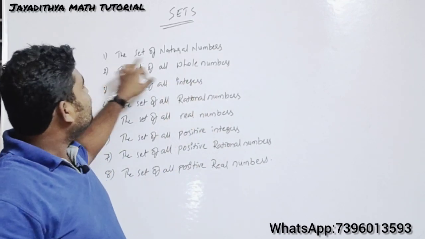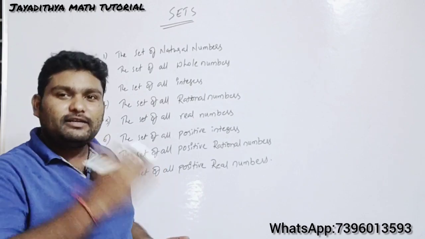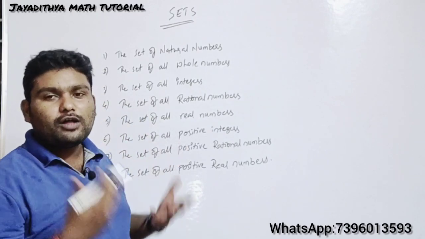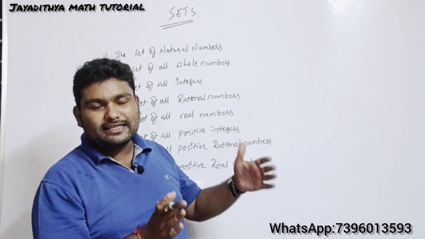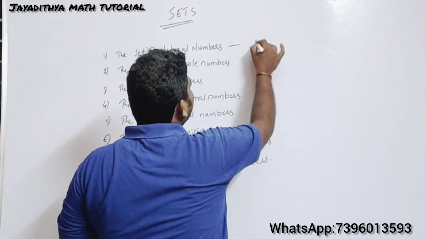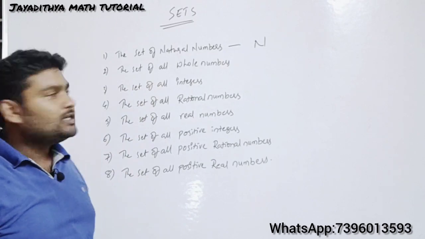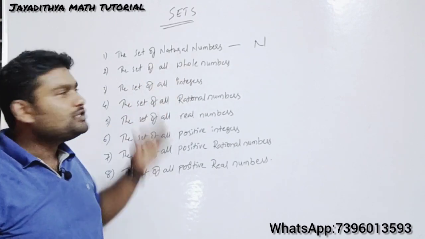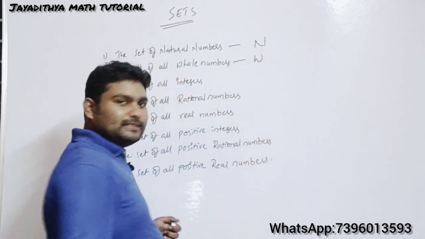Why? See here, the set of all natural numbers. What are the natural numbers? 1, 2, 3, 4 and so on. All those numbers are a collection, and we call that collection a set, denoted by the letter N. And the set of all whole numbers: if you add 0 to the natural numbers, the complete collection is whole numbers, denoted by W.